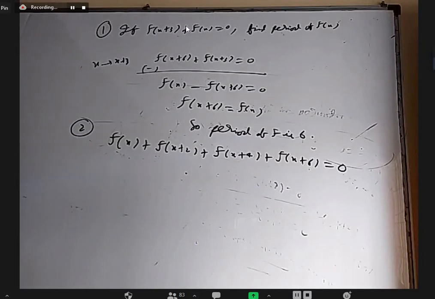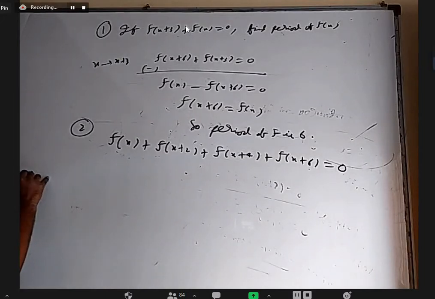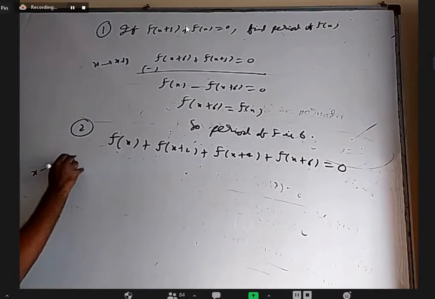Yes, Karthika, you want to tell us something? Sir, 8. How did you get 8? Lokeshwar? Sir, replace x with x plus 2. Yes, then f of x plus 2. Yeah, correct. Replace x with x plus 2.